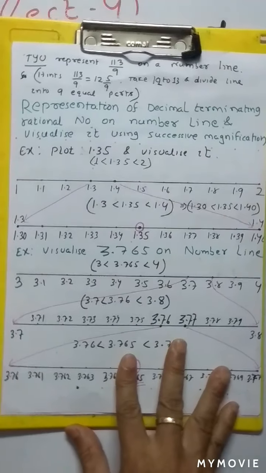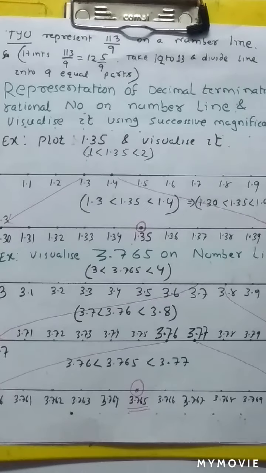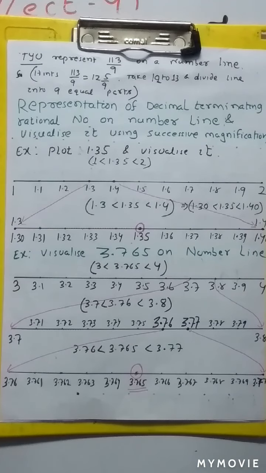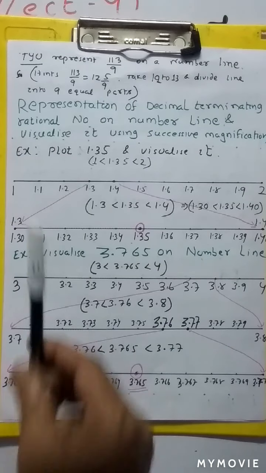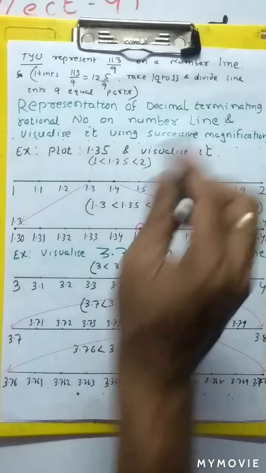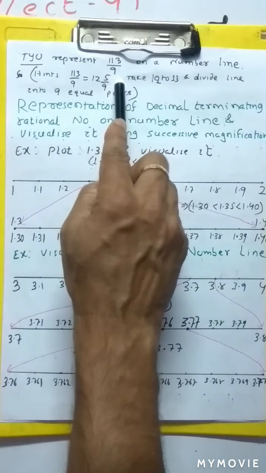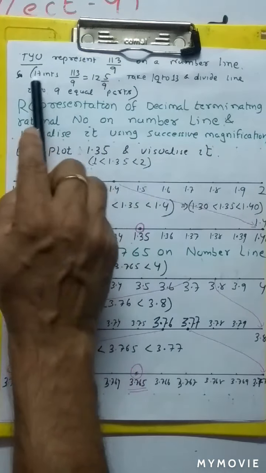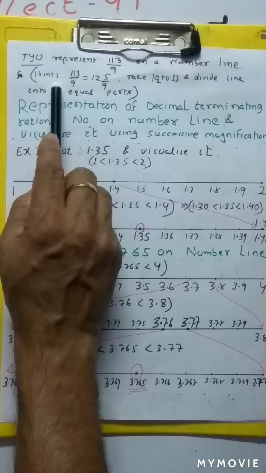So in this way, you will represent a number which is in the form of P by Q. Next, you see, how will you solve this problem? You have to take a homework, that is to test your understanding. I have given a problem. Represent 113 by 9 on a number line.